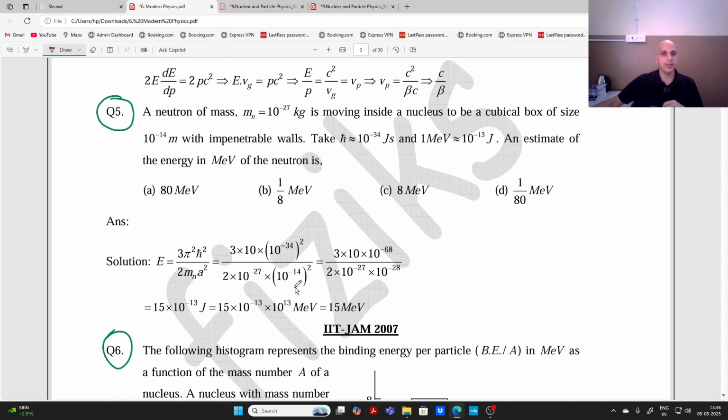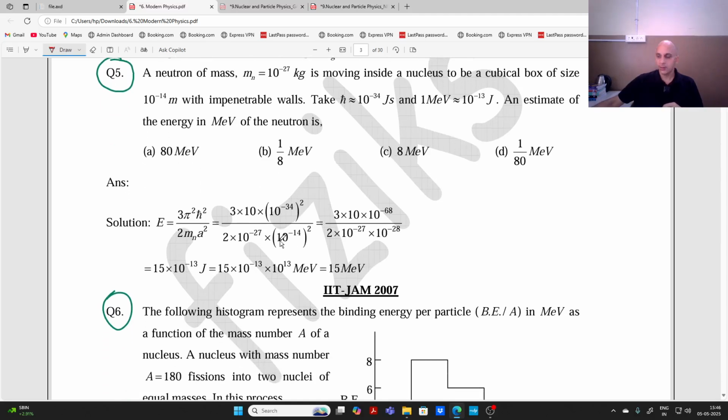The question is, you can see here, a neutron of mass Mn, approximately equal to 10 raised to power minus 27 kilogram, is moving inside the nucleus taken to be a cubical box of size 10 raised to power minus 14 meter with impenetrable walls. Take h cut, approximately this value given, 1 mega electron volt. An estimate of the energy in mega electron volt of the neutron is now.